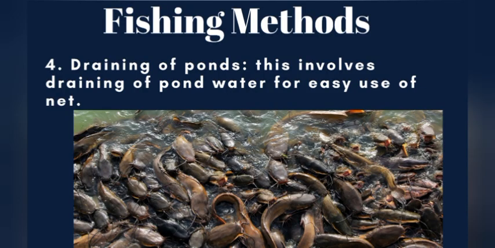Now number 4, draining of pond. This involves draining of pond water for easy use of net. Okay, when you have your fish pond, you want to harvest the fishes there that mature maybe after 6 months, so you want to drain. Okay, you want to harvest your fish, and the process of harvesting fish is called cropping. Okay, please do not forget that. When the fishes in the pond are mature, the process of harvesting them is called cropping.